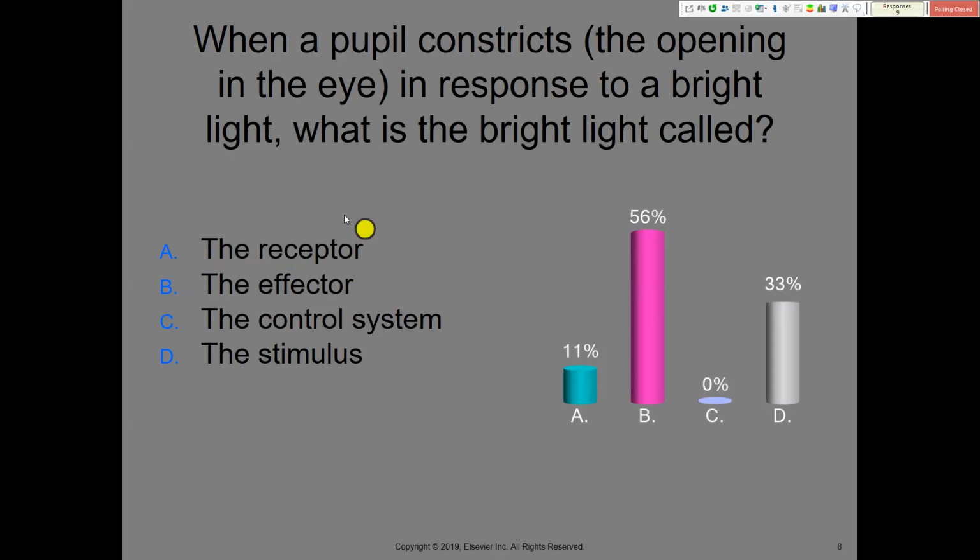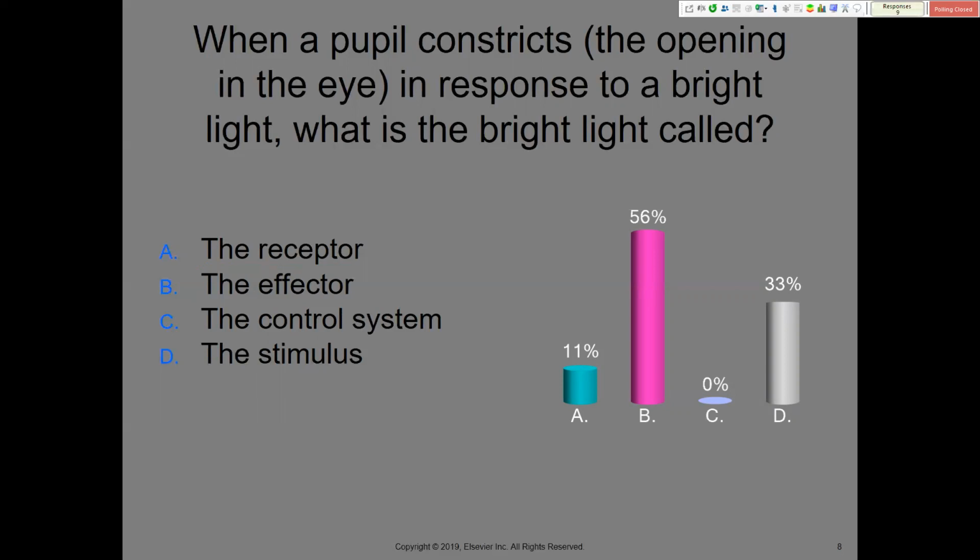So the light coming into the eye is the stimulus. It is stimulating the body. That could be a smell, it could be pressure, it could be someone hitting you with something, it could be a hormone or a drug that you've ingested. There's some sort of stimulus. That's what the light is.